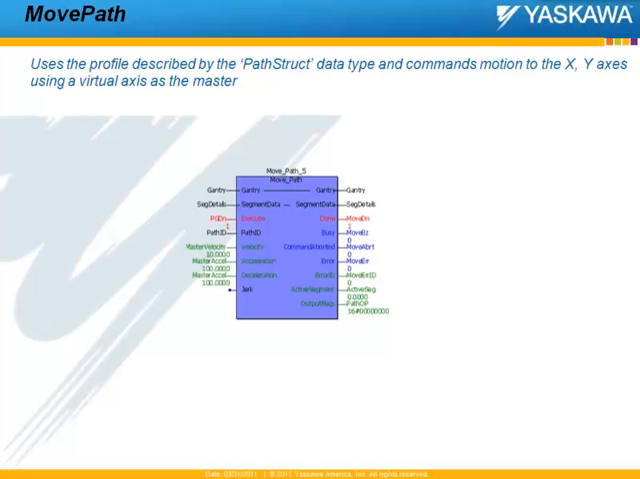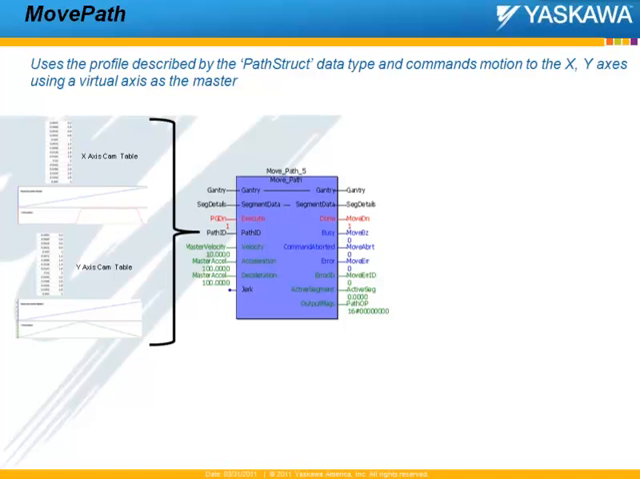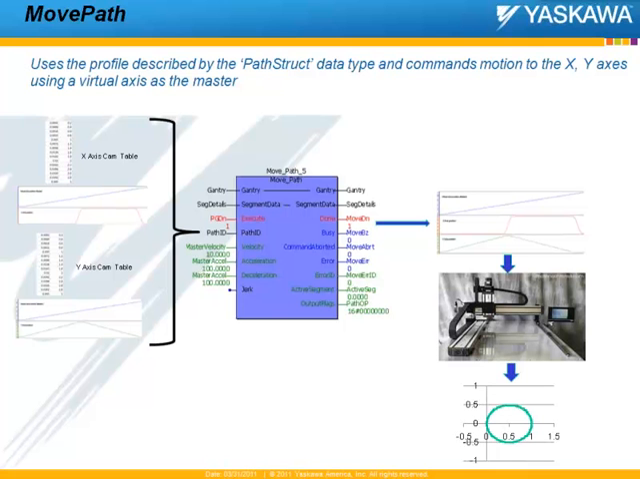So the path ID that is generated from the path generator can be input into the move path, and the move path is like a move absolute or a move relative. It basically has motion embedded in it, basically has camming motion embedded in it, which will cause a virtual axis to move, and the X and Y axes that are cammed to the virtual master will start moving along the cam path that was created, and essentially it'll give you the interpolated or coordinated motion that you desire.